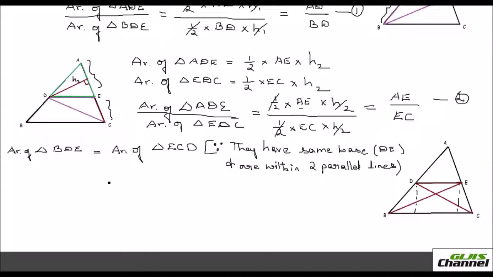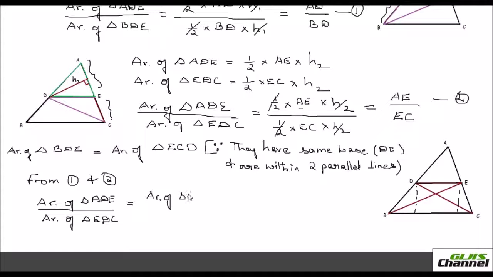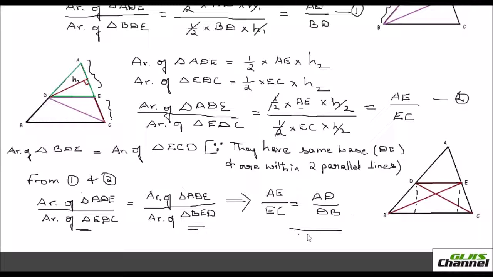Now since these two are the same, I can put that from 1 and 2. Area of triangle ADE divided by area of triangle EDC is equal to area of triangle ADE divided by area of triangle BDE. Since these two are the same, this is equal to this, right? And the numerator is already the same. So this implies AE over EC is equal to AD over BD. So this is proved.